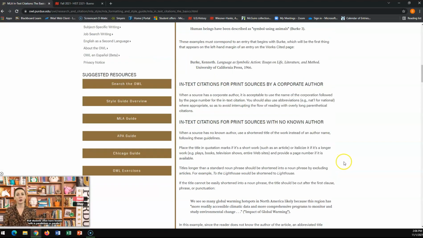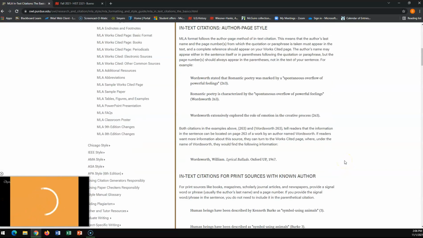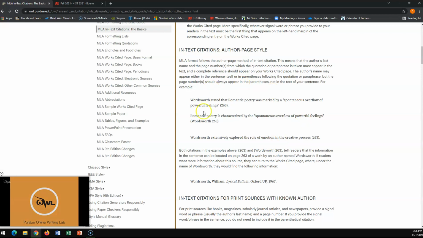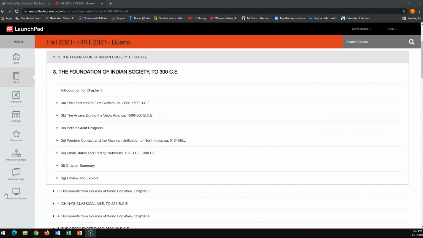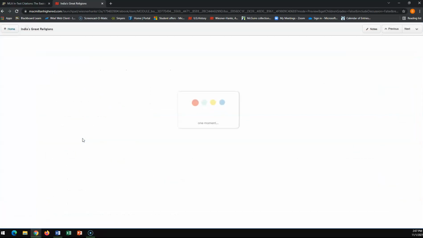So when you're writing, I would expect you to use in-text citations that look somewhat like these. I'm going to show you some examples of those. A few weeks ago, I asked you guys to pick one of India's religions and talk about it. So here's the ebook. This was found in chapter 3. The third section of that chapter talks about India's great religions. And let's just say I wanted to choose and write about Hinduism.